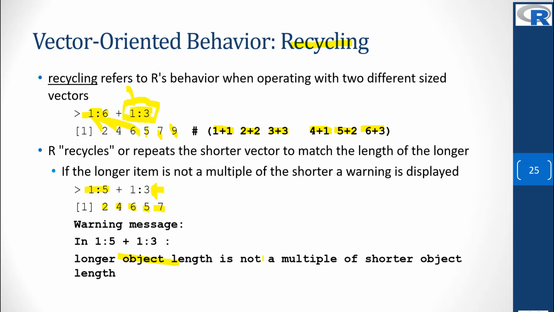Longer object length is not a multiple of shorter object length. So it does things correctly, behaves as expected, but we're missing that last 3 for the recycling operation. So R just lets us know that there's something kind of weird going on there.